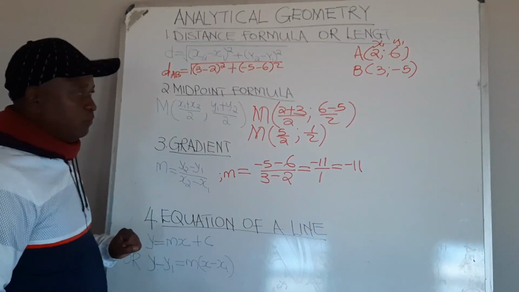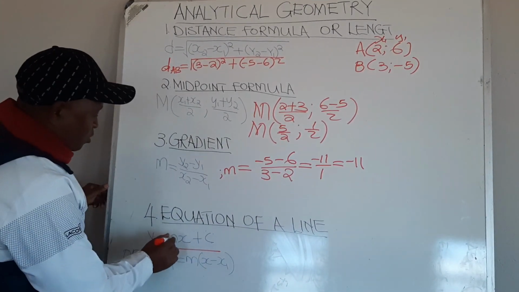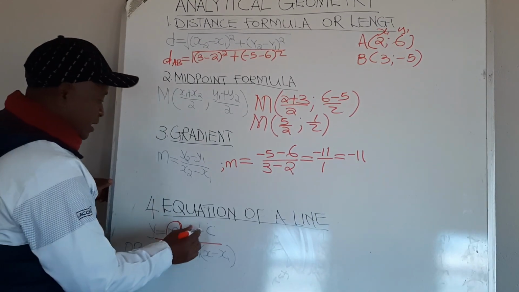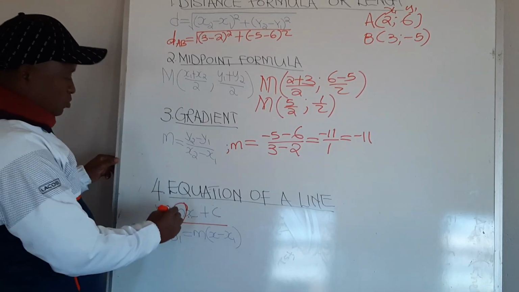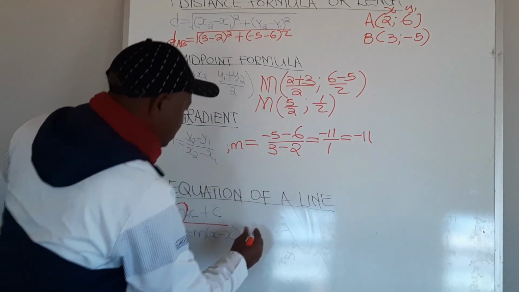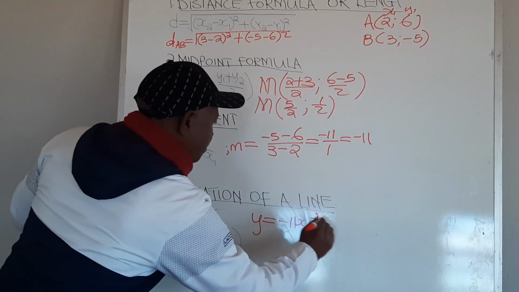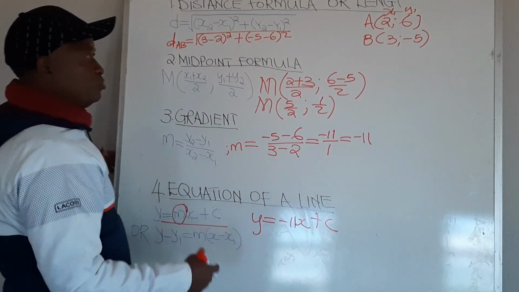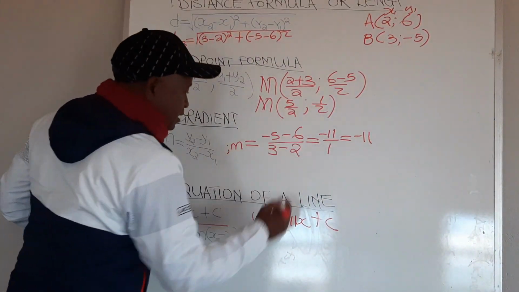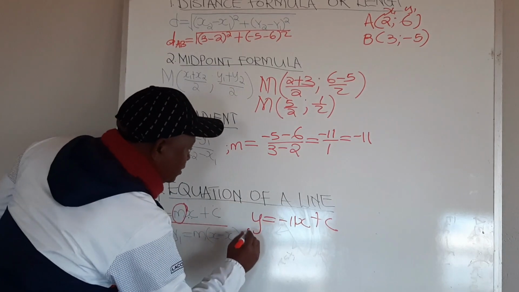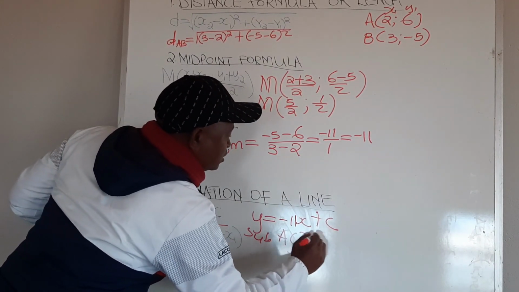Then lastly, the equation of a line. The equation of a line, y equals mx plus c. We have to find the gradient and therefore substitute x and y to find the value of c. So already we have calculated the gradient. So y equals -11x plus c. From there we are going to substitute one of the 2 points. We can say, if we substitute point A, which is (2, 6).